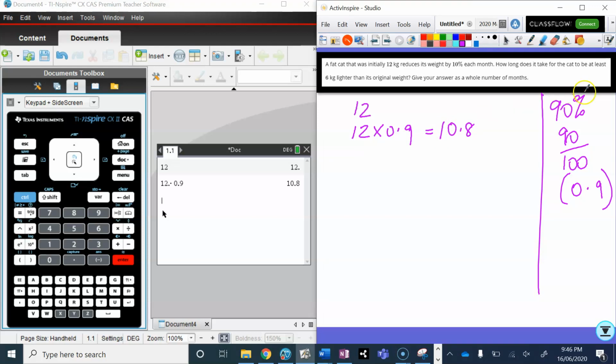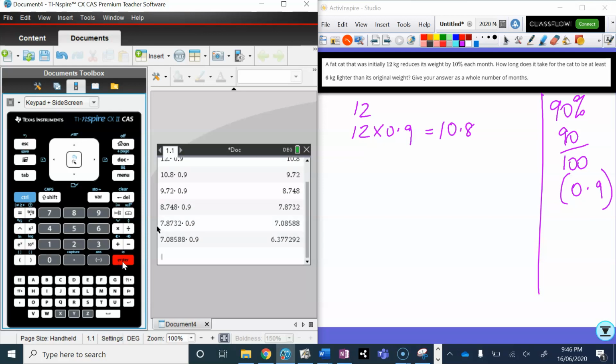And then we want to take that 10.8 kilograms and multiply that again by 0.9. So all we need to do now, because we've set the calculator up to do this repeated calculation, is just hit enter. So it takes the previous weight, which was 10.8, and multiplies it by 0.9. If I hit enter again, it takes the previous weight of 9.72 and multiplies that by 0.9. And so on, and so on.